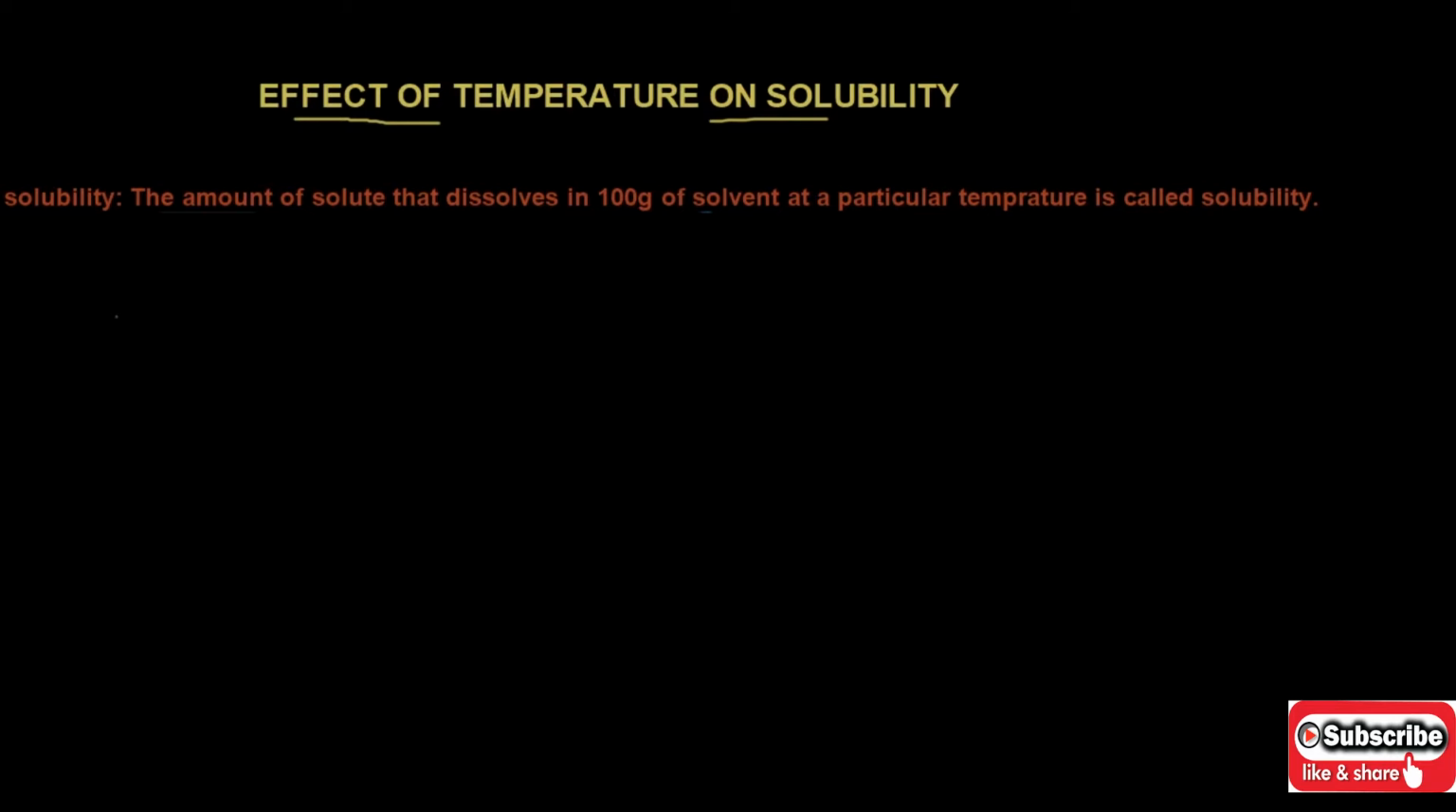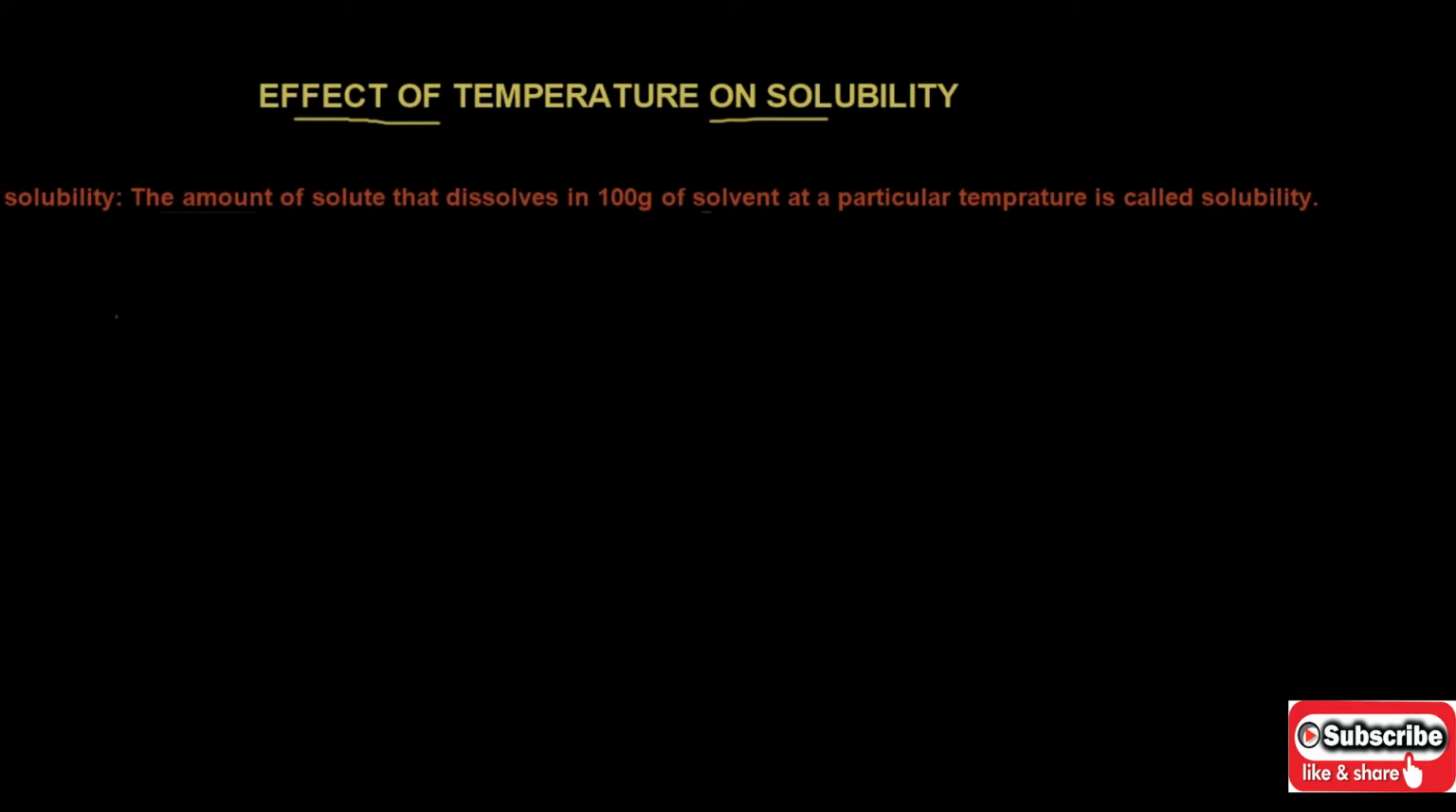Today we are going to discuss the effect of temperature on solubility. In other words, how temperature influences the solubility of a substance. The solubility of a substance, as we have discussed earlier, is the amount of that substance that is required to form a saturated solution in a given amount of solvent at a specified temperature.